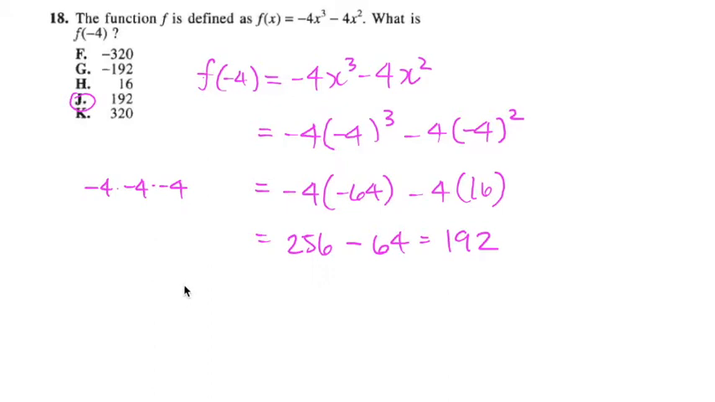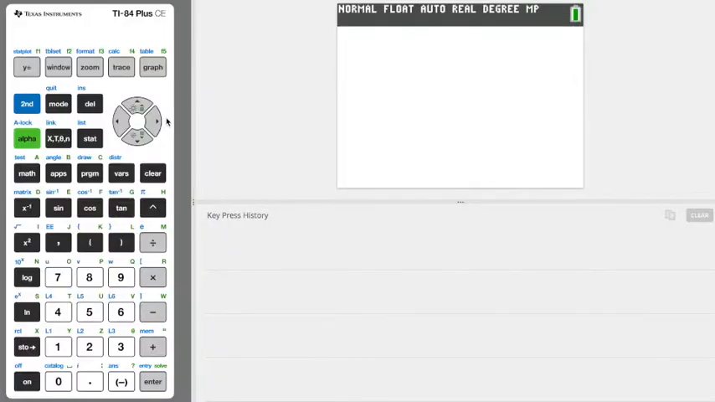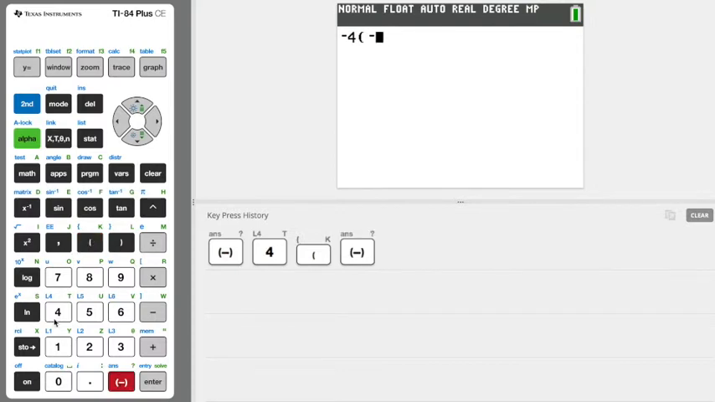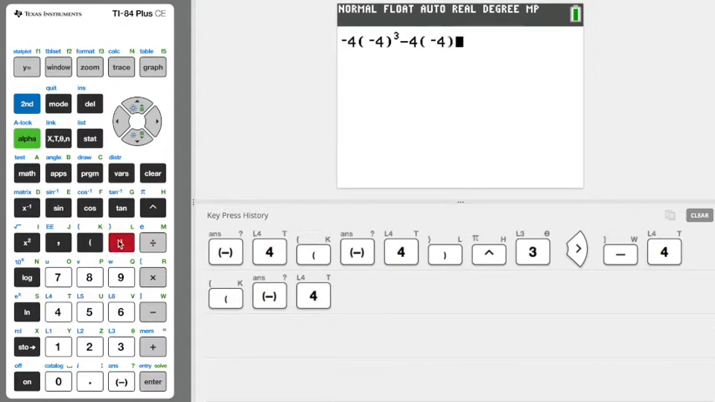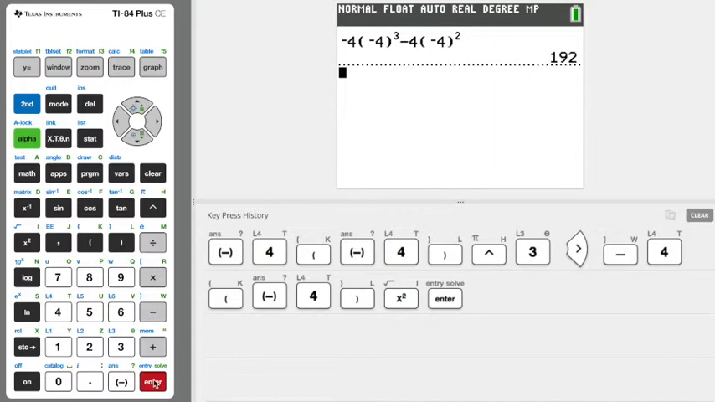It's easy to make a mistake on these types of questions, so we can do a couple of things to ensure that we get to the right answer. We can use our calculator to do one of two things. First, we could plug this entire thing in step by step. So this would be negative 4, plug in negative 4, raise that to the third power, and then subtract 4, multiply that by negative 4 squared. And that equals 192. This is our answer. So as long as you're inputting each part correctly, you will get to the right answer.